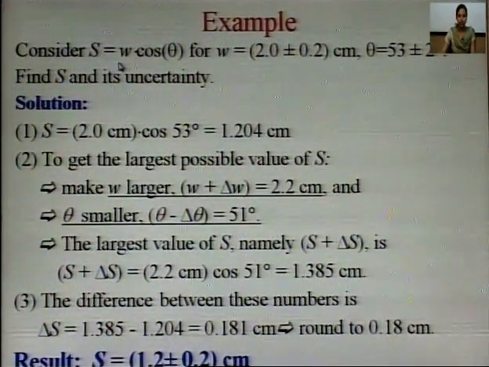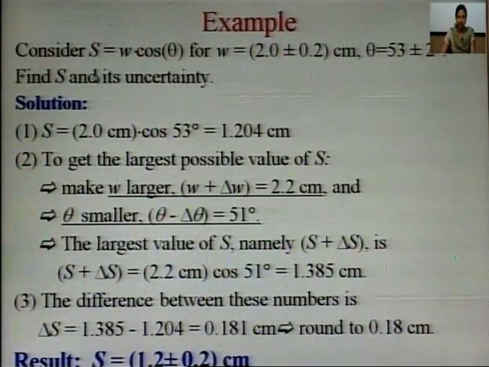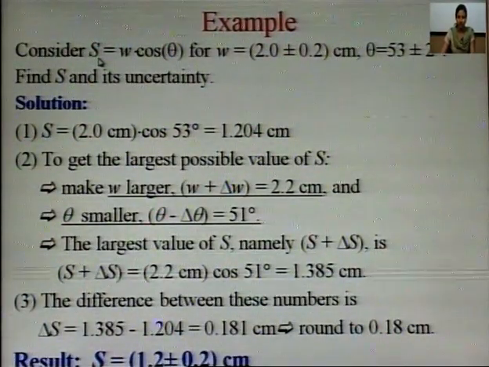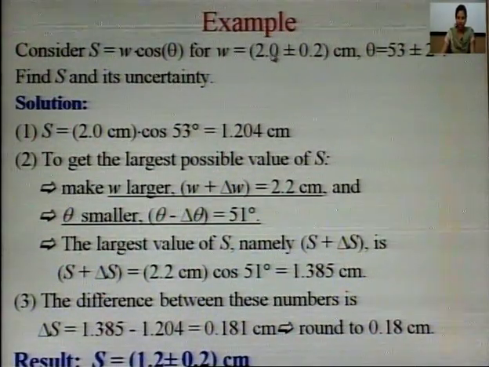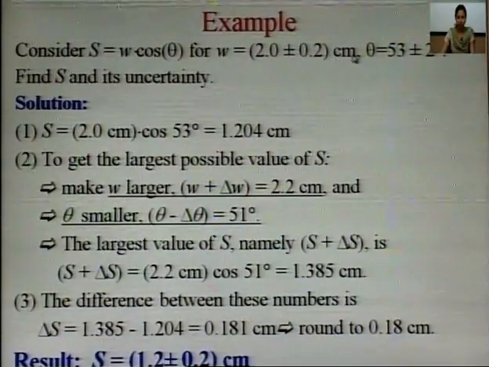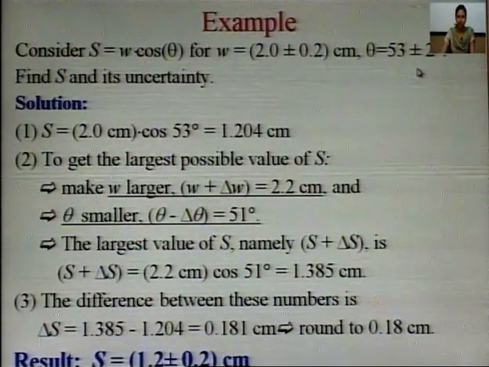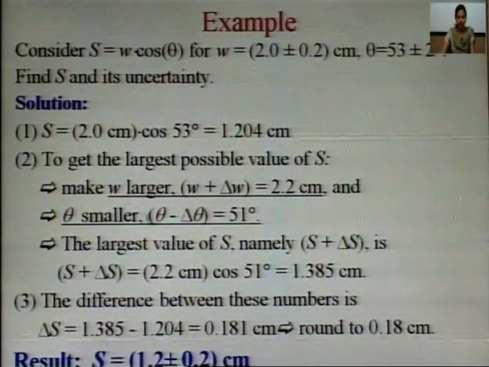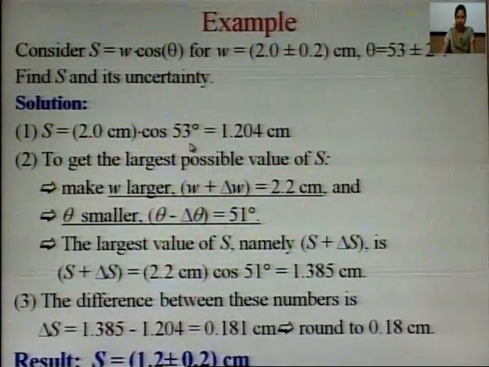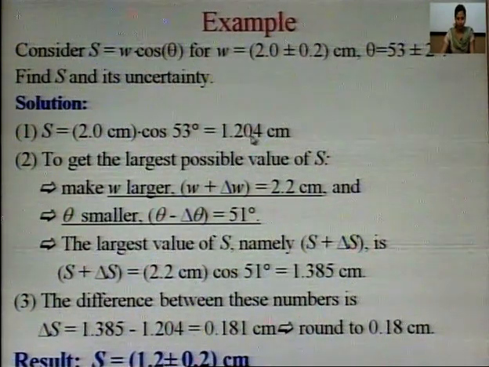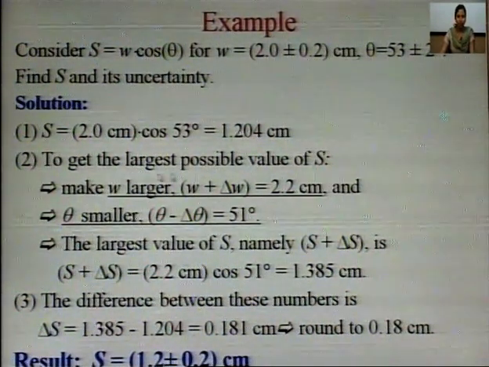Next we will calculate the uncertainty in the measurement of physical quantity S. S is equal to W cos theta. W is given as 2 plus minus 0.2 centimeter and theta is 53 plus minus 2 degree. So S is 2 into cos 53, it comes out to be 1.204 centimeter.